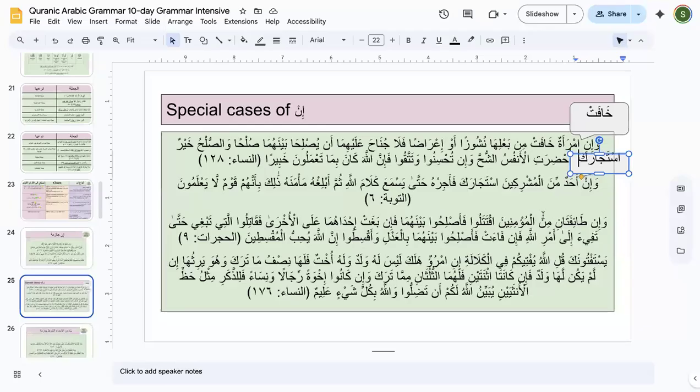Again, فَإِن طَائِفَتَانِ مِنَ الْمُؤْمِنِينَ اقْتَتَلُوا. If two groups from the believers fight with each other, أَصْلِحُوا بَيْنَهُمَا, then you reconcile between them. What is omitted? Very good job, Jamila. It is وَإِن اقْتَتَلُوا. اقْتَتَلَا.